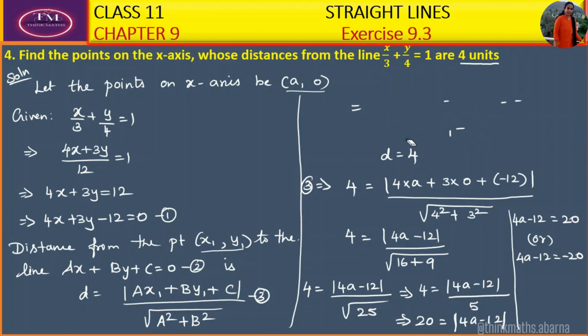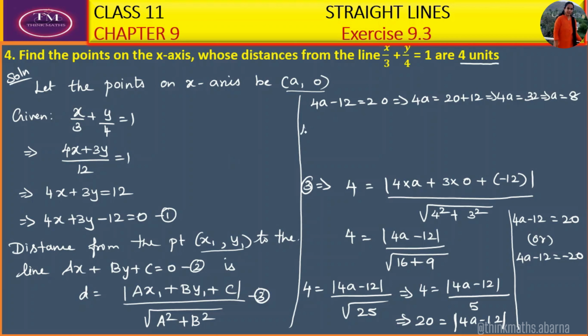So if 4a minus 12 is equal to 20, what is a? 4a minus 12 equal to 20, that means 4a is equal to 20 plus 12, which is 32. So a is equal to 32 by 4, which is 8. Okay.